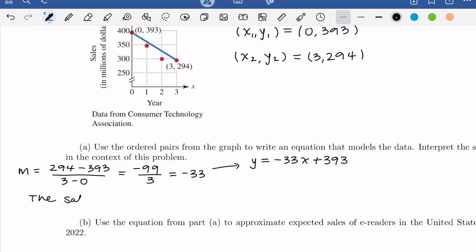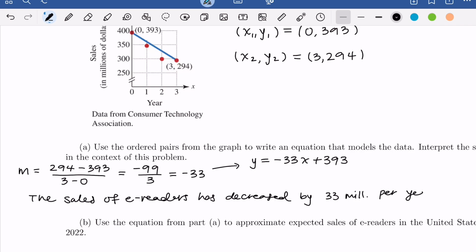So the sales of these e-readers has decreased by roughly 33 million every year. From 2018, so when x is equal to 0, to x is equal to 3. So from 2018 to 2021. So that is the average rate of change in these e-reader sales.